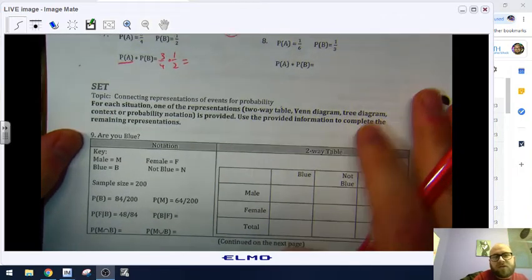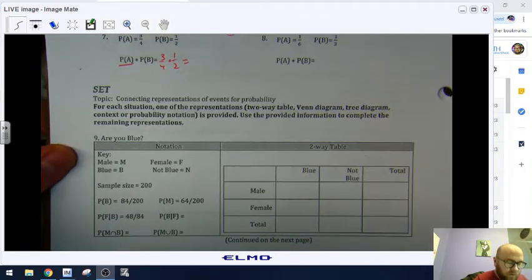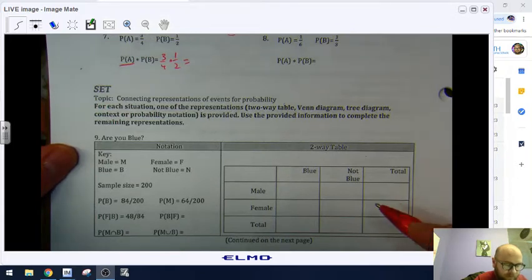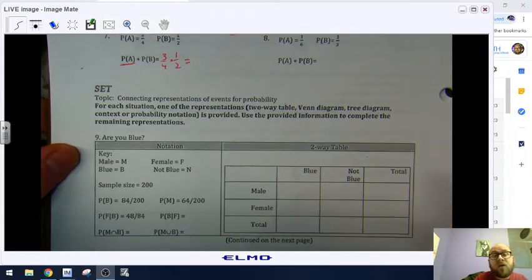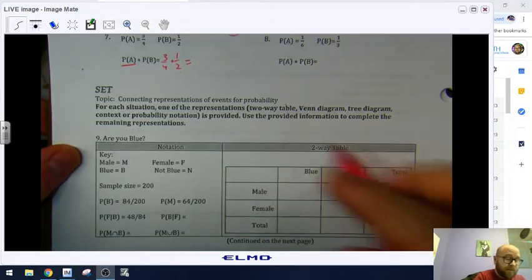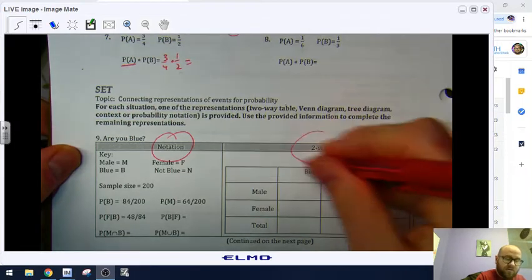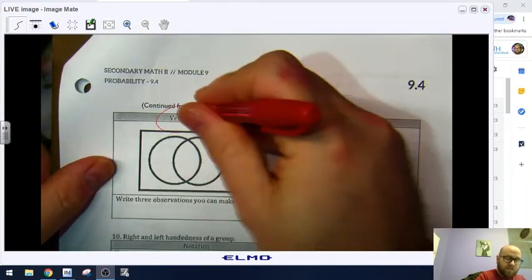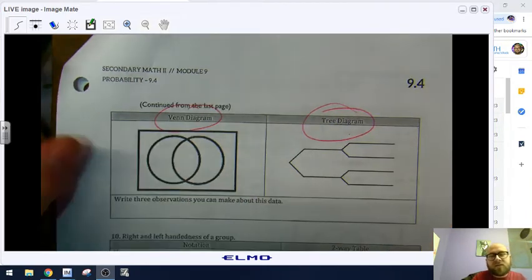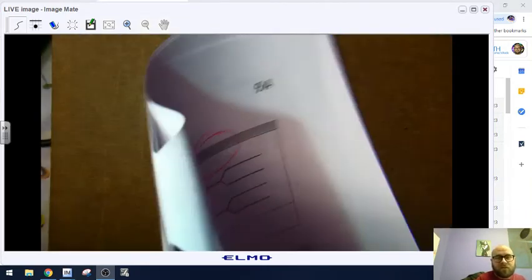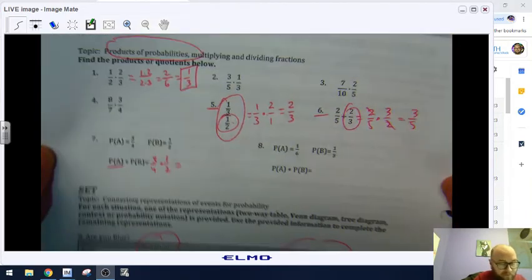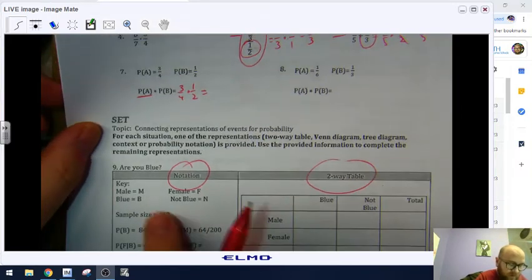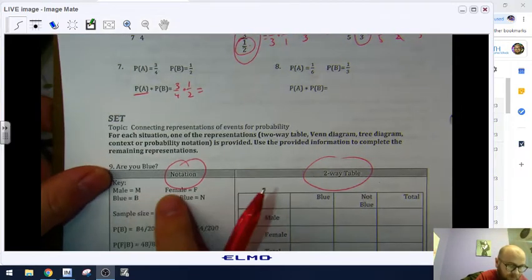We're connecting representations of events of probability. So what's going to happen is we're going to be given partial information, and we're going to have 4 different ways of representing the relationships of probabilities. There's the notation, there's going to be a two-way table, a Venn diagram, and a tree diagram. So what it's going to ask us to do is, given one of these representations, fill in the other 3 representations. So we begin here, we have male, female, blue and not blue.